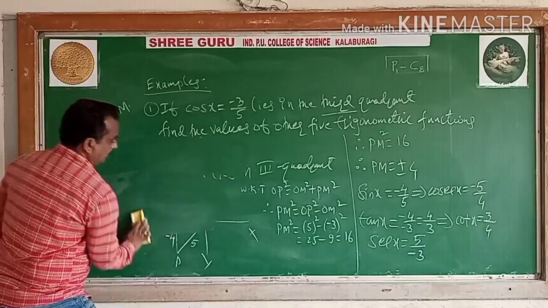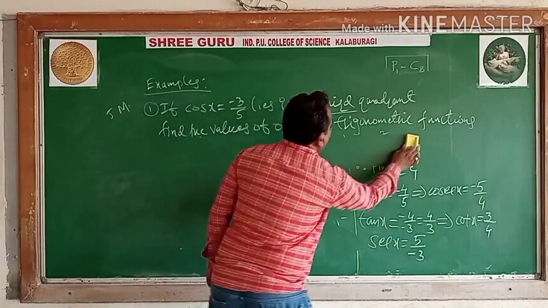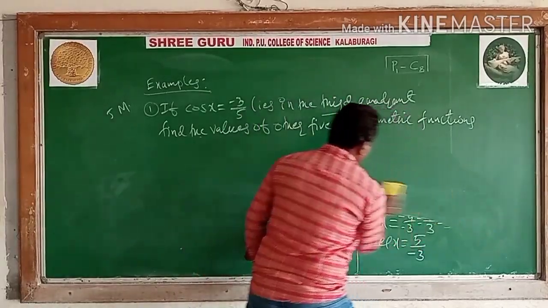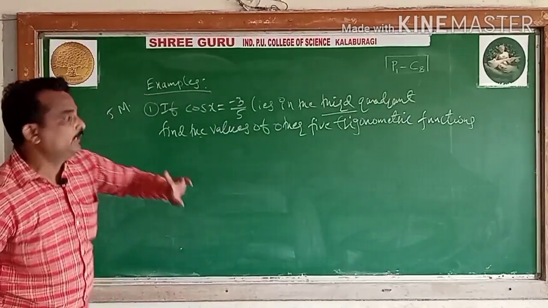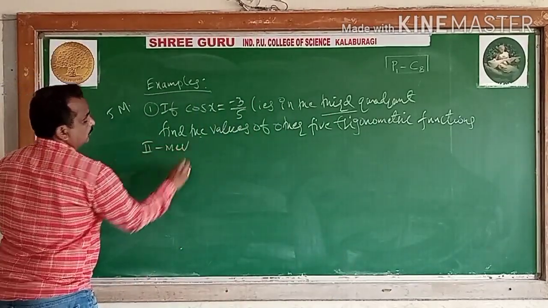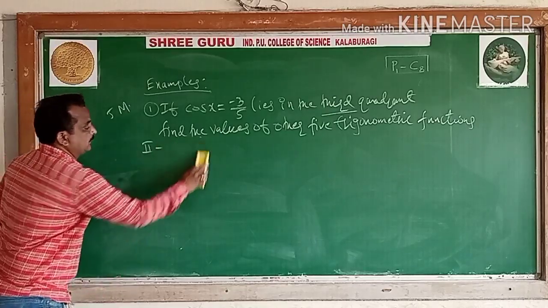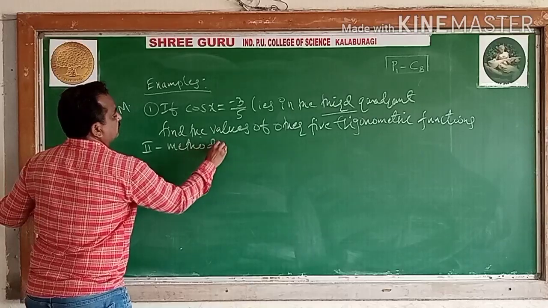Let us see how to calculate by the second method. I will calculate one or two examples of both types, and then you may go through any one of the methods. It is not necessary to calculate both methods in the examination. For your reference, you may go for any one. The second method is the simple way.